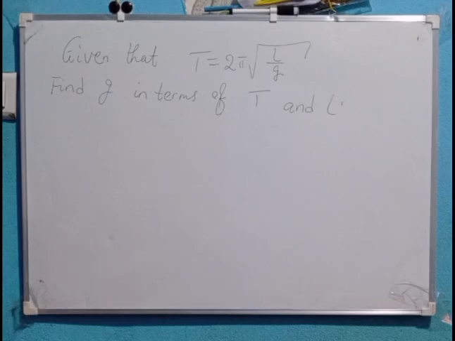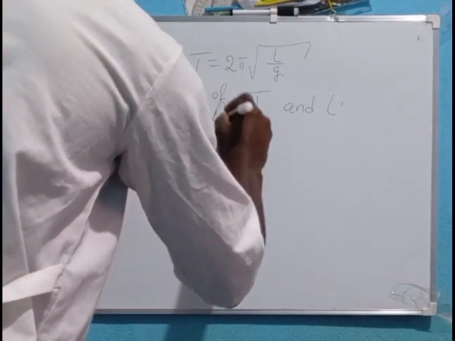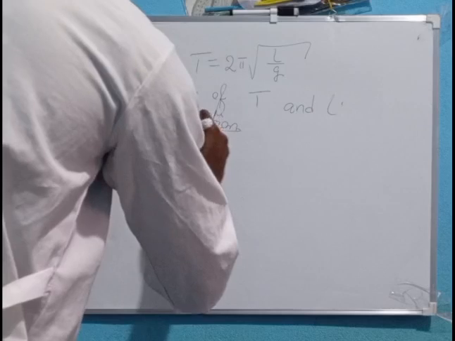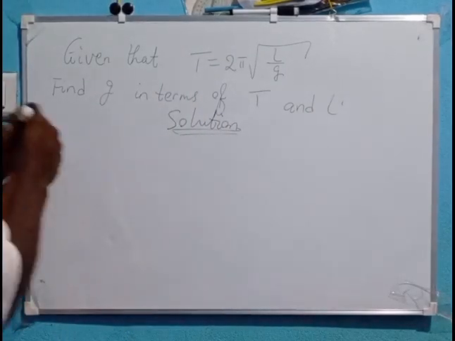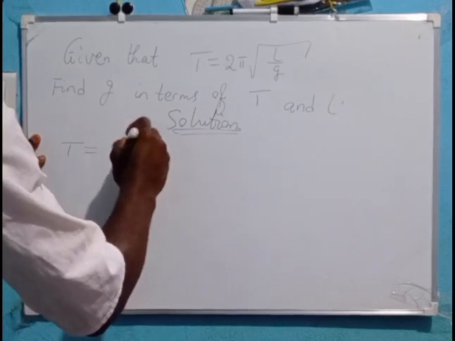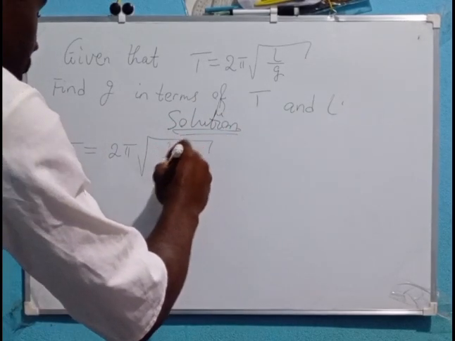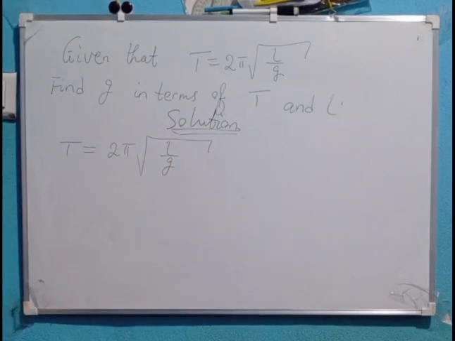Finding G in terms of T and L simply means we have to make G the subject of formula. We take the solution. T is equal to 2 pi times the square root of L over G. First step, we are going to start by dividing all through by 2 pi, so we can eliminate the constant 2 pi at the right hand side.